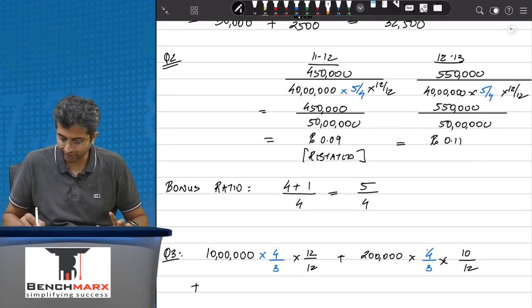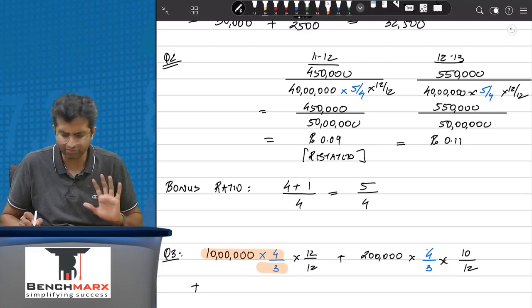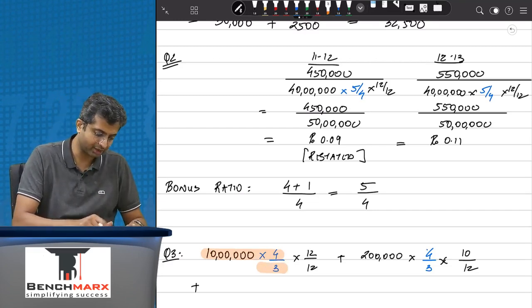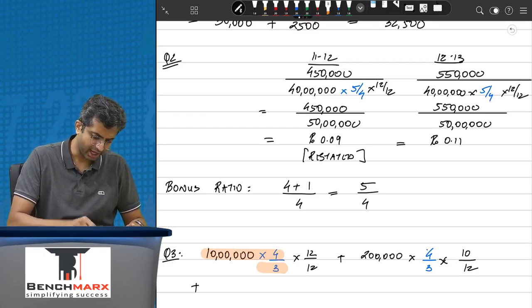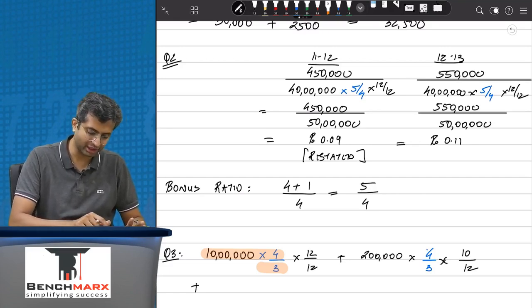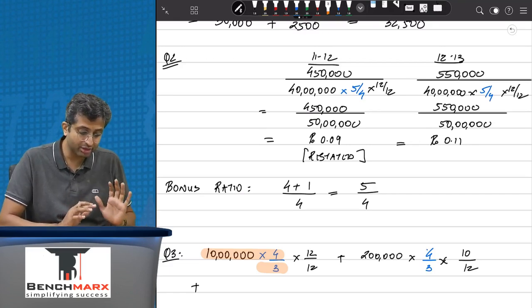But if you go to see, when we do 10 lakhs into 4 by 3, loosely speaking over here, you have 10 lakhs into 4 by 3, plus 2 lakhs into 4 by 3. We are ignoring the time value adjustment for the timing. Into 4 by 3, plus, will give you 16 lakhs.